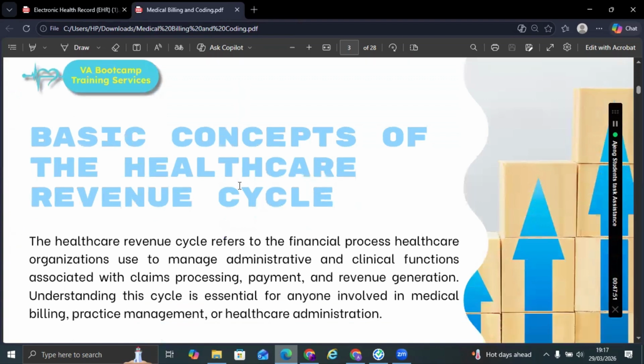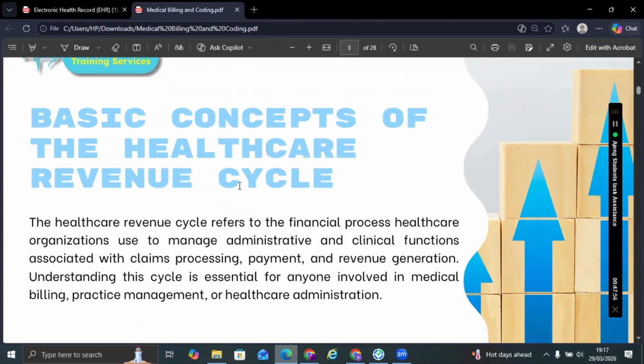Okay, next is the basic concept of the healthcare revenue cycle. The healthcare revenue cycle refers to the financial process healthcare organizations use to manage administrative and clinical functions associated with claims processing, payment, and revenue generation. Understanding this cycle is essential for anyone involved in medical billing, practice management, and healthcare administration.